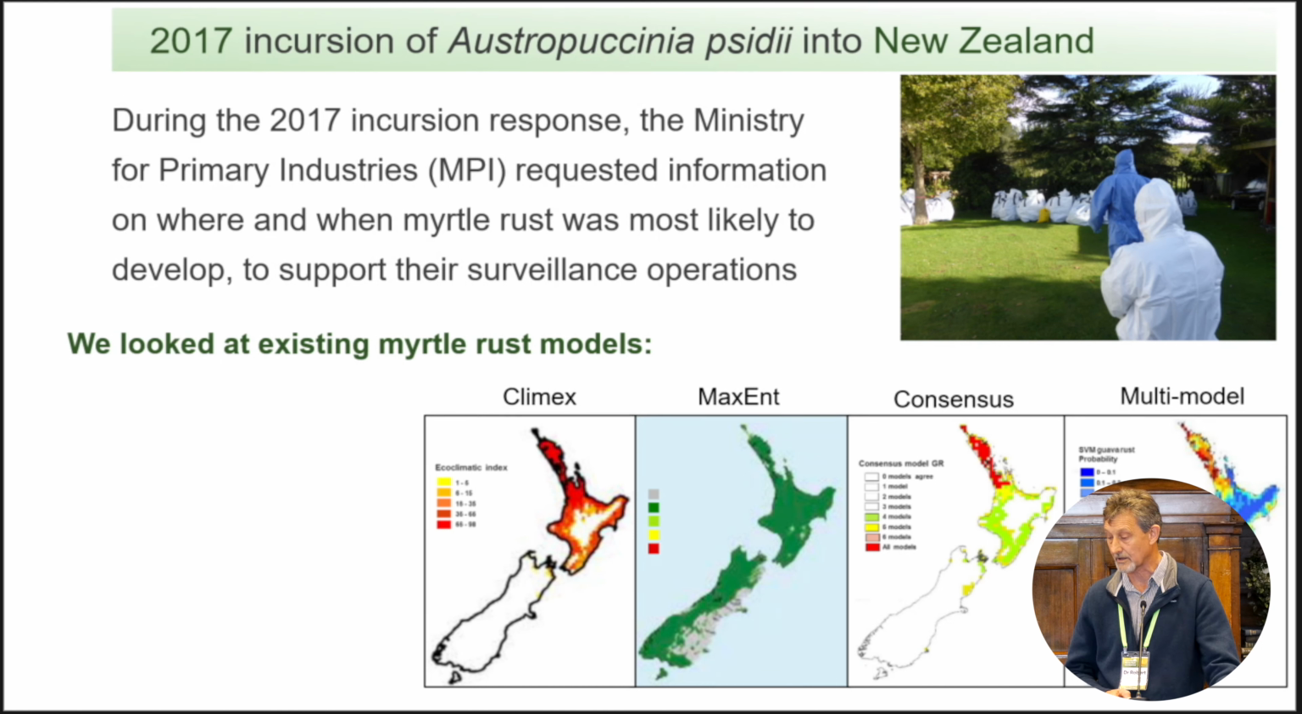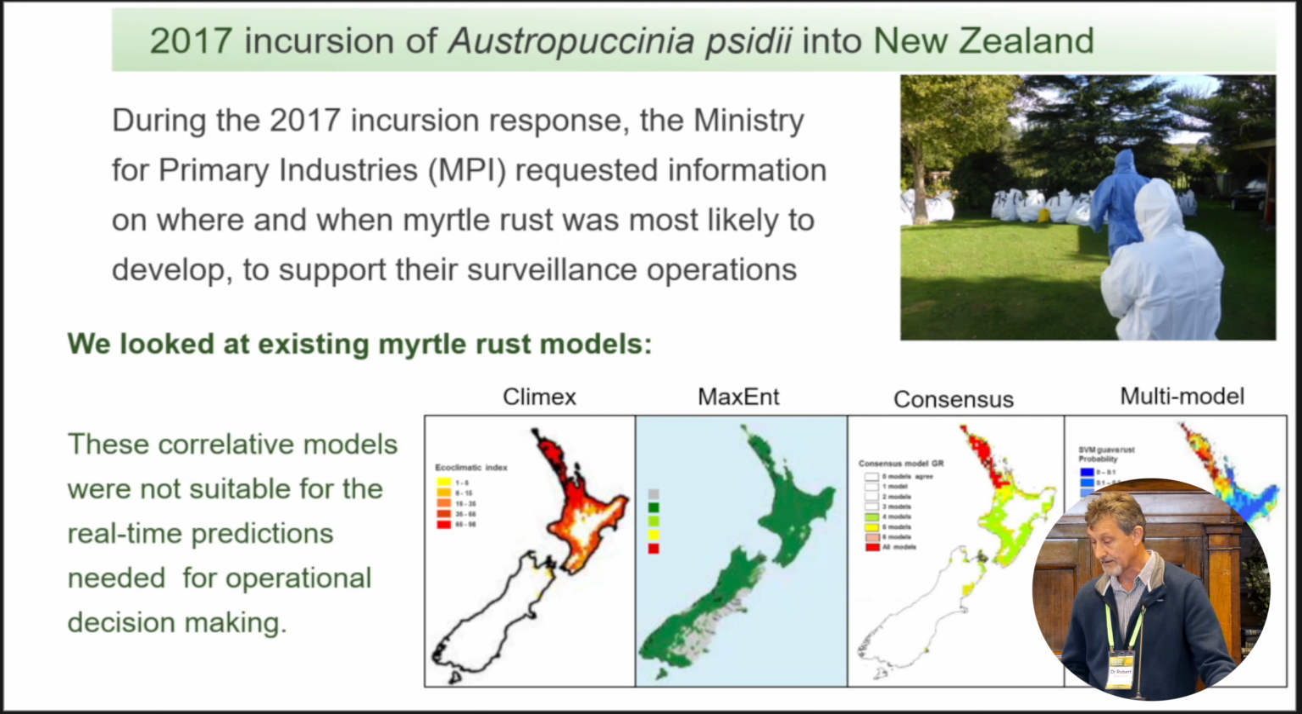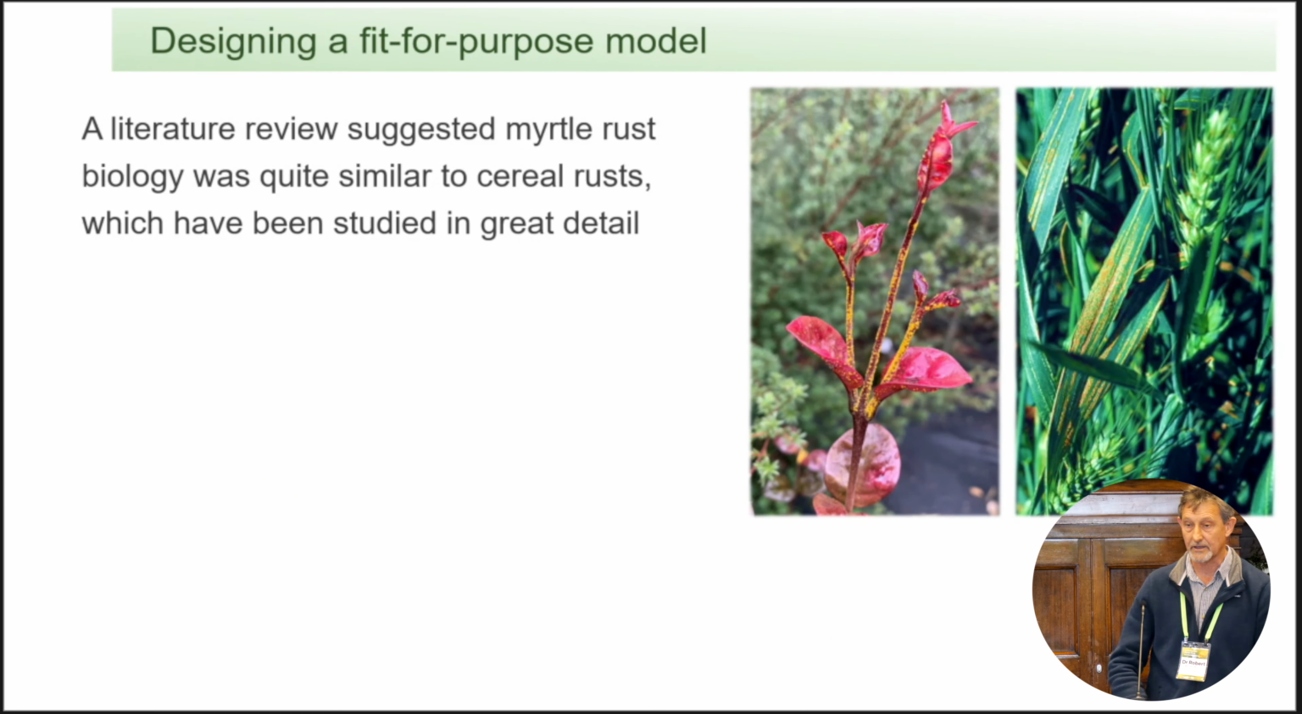Climax and Maxent and a couple of models that came out of a PhD at Lincoln University. And they all tended to predict high risk in the upper North Island. But for areas of lower risk, particularly in the South Island, there was quite a wide divergence of predictions. But these were correlative models, and they weren't actually suitable for the real-time predictions needed for operational decision-making by MPI. So what we did was we sat down and looked at designing a fit-for-purpose model for that particular purpose.